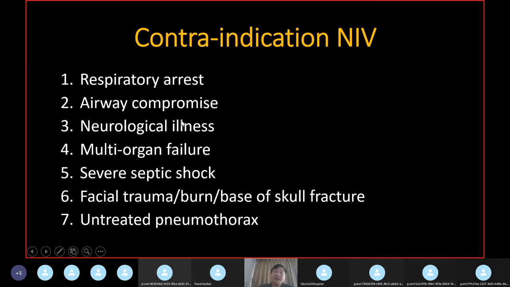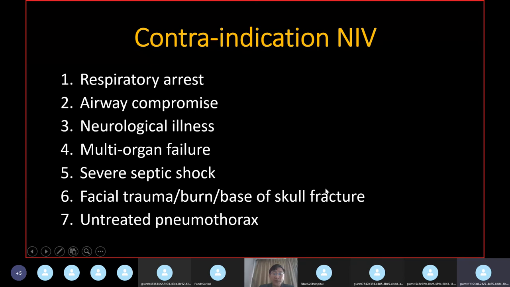Neurological illness, especially a patient with traumatic brain injury or a patient who is unable to maintain their saliva, with excessive salivation, this group of patients has a very high incidence of aspiration. So try to avoid that. Patients with multi-organ failure have a very, very, very high NIV failure rate. Patients with severe septic shock, right? So yeah, NIV has to be avoided.